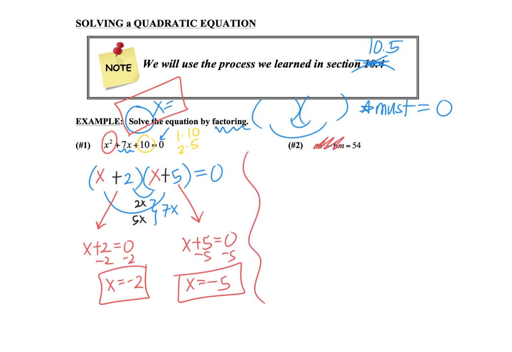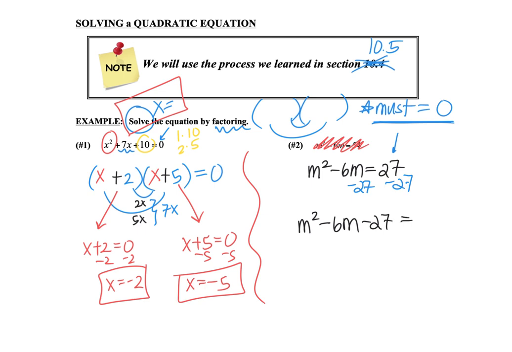Okay, number 2, I think there was a typo in number 2. I'm going to have you change that. So let's have you write down m squared minus 6m is equal to 27. All right. The first thing I'm going to ask myself is, is this set equal to 0? No. So in order to make this equal to 0, I have to get rid of this 27. So I'm going to subtract 27 from both sides. And when I do that, that leaves me with m squared minus 6m minus 27 is equal to 0.